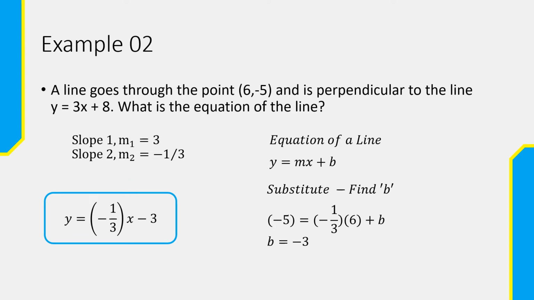Okay, so now that we were able to determine the slope for line 2, which is -1/3, along with the y-intercept being -3, we are now able to substitute those values into the equation of a line and come up with the equation y equals -1/3x minus 3. And this is the line perpendicular to the other line y equals 3x plus 8, as well as the line that goes through the coordinate (6, -5).